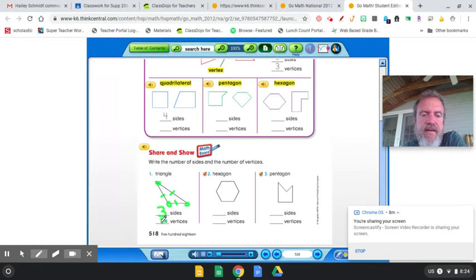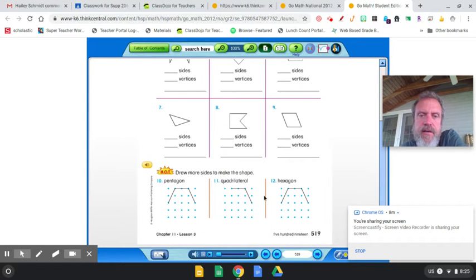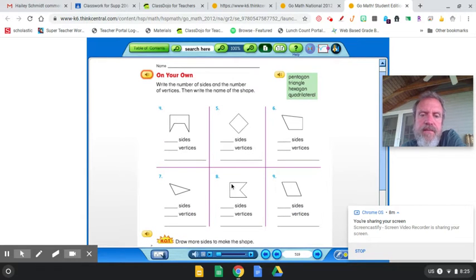And you can definitely make these marks for yourself on your paper. This has a pentagon. So I know a pentagon has 5 and 5. Let's count them. 1, 2, 3, 4, 5 sides. Let's count my vertices. 1, 2, 3, 4, 5 vertices. So you'll go through and you'll do number 2 by yourself. And then on the next page, you will go ahead and answer numbers 4, 6, and 8 by yourself.